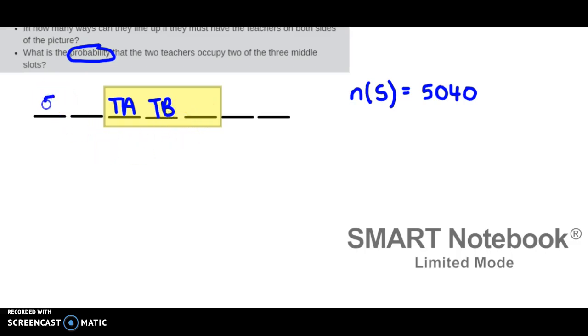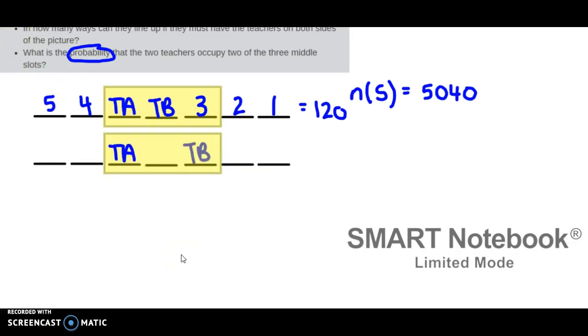Well, I have 5 choices here, 4 choices here, 3, 2, and 1. So similar to part B, where we were filling in the middle spots once we put the 2 teachers on the ends. So the total number of ways that this can happen works out to 120. But you probably were thinking, wait a sec, you could probably put the 2 teachers in a different 2 spots in the middle. So let's investigate that.